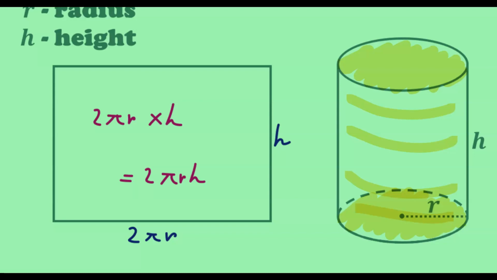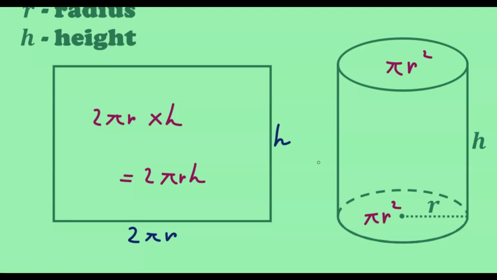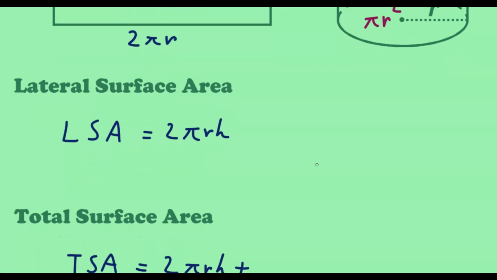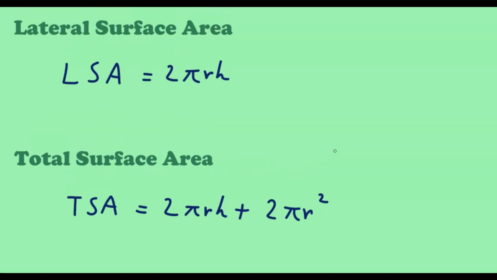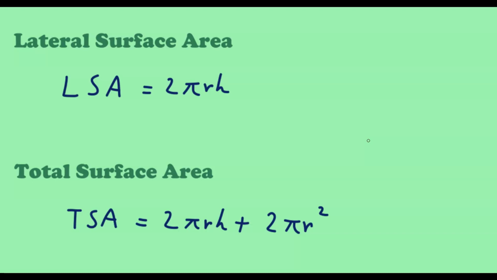And the area of a circle is given by pi r squared. So that means that the area of this circular base is pi r squared, and the area of this circular base is pi r squared. And so we need to add the areas of those two, and we end up with 2 times pi r squared. So this is our formula for the total surface area, 2 pi r h plus 2 pi r squared. And if we just want to determine the lateral surface area, that is the surface area of the curved surface, then we have 2 pi r h.